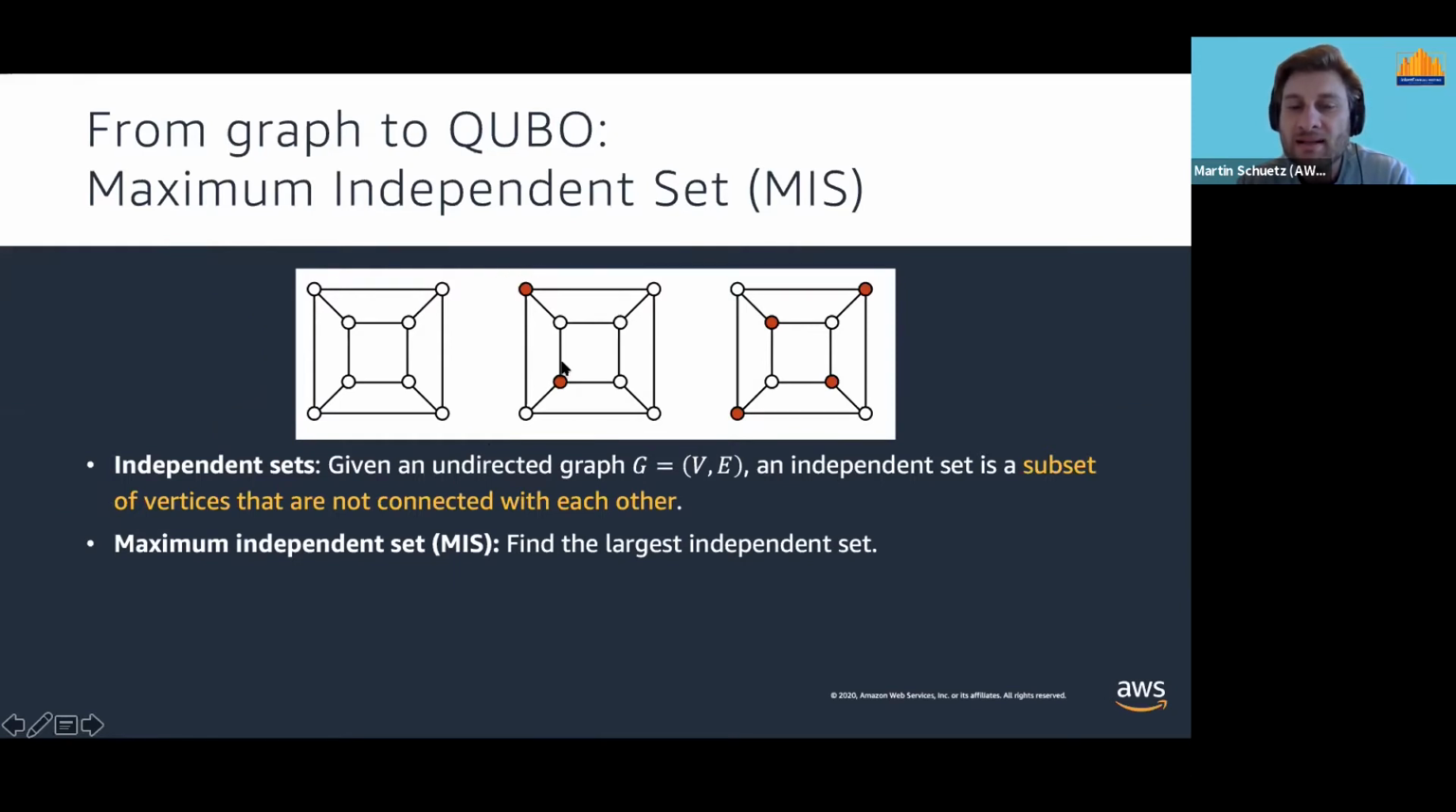It's an independent set of size 2, because out of 8 nodes, we have colored 2 in red, and they are not connected to each other. So this would be a potential strategy. Out of these 8 stocks, we decide to buy 2 of them, and they are not directly correlated with each other. Turns out you can do better.